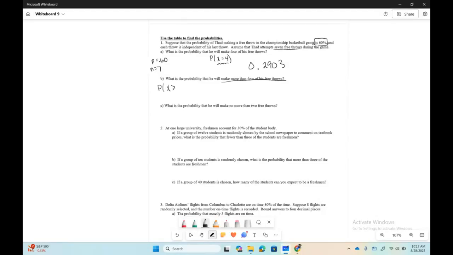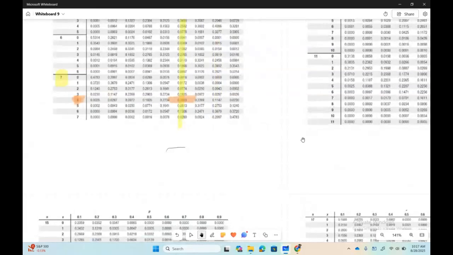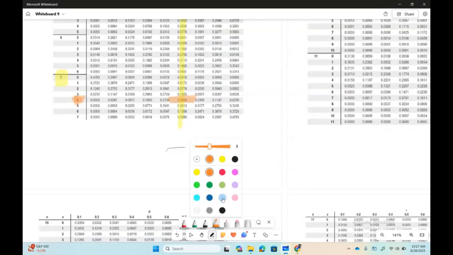All right, the probability that he will make more than 4 of his free throws. So now that's the probability of x is greater than 4. So that's x equals 5, 6, and 7. All right, so we're going to go to that table. All right, and now we're looking for when x is 5, 6, and 7. So these 3 numbers right here, I've got to add those together to get my answer that I need.